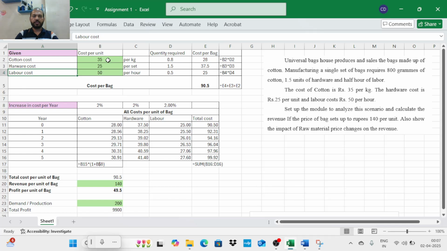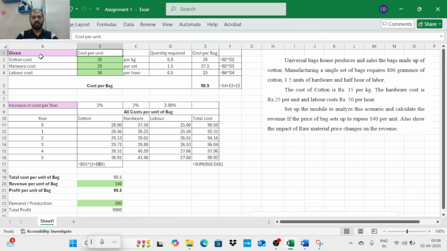Now we need to set up a model which will help businessmen to analyze these costs as well as to predict changes in the revenue if these cost prices are changed. So basically the first part is the given part, wherein they have given us the data of prices of all these raw materials. So first of all we should write this information in a proper columnar manner.